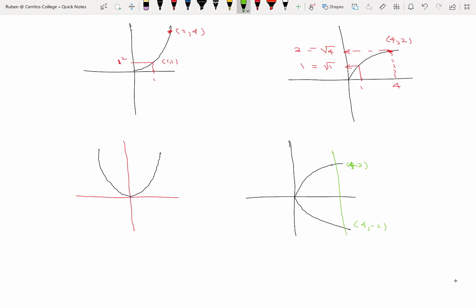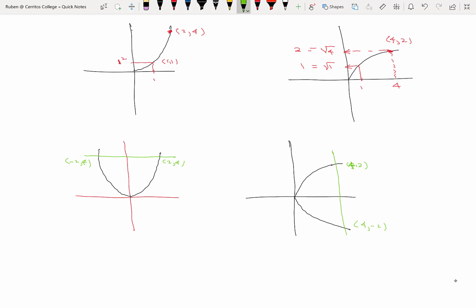Now, that green vertical line, if we transfer it back to the original function, would come from a horizontal line. The horizontal line would intersect the function at the point 2, 4 and negative 2, 4. So the original function was a function. It passes the vertical line test. The original function, not the inverse. It passes the vertical line test, but the original function doesn't pass an additional test. It doesn't pass what's called the horizontal line test.